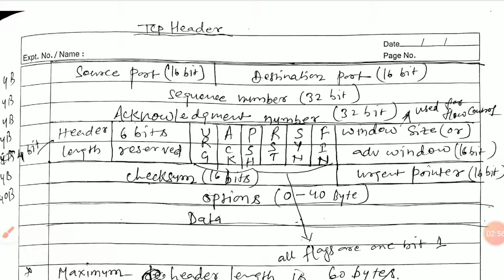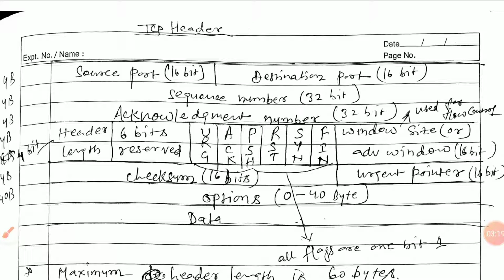If you see, in each row we are talking about bits. So 16 bits plus 16 bits gives 32 bits, so each row has 4 bytes. All 5 rows have 4 bytes each, so the total is 20 bytes. So the minimum header size is 20 bytes.